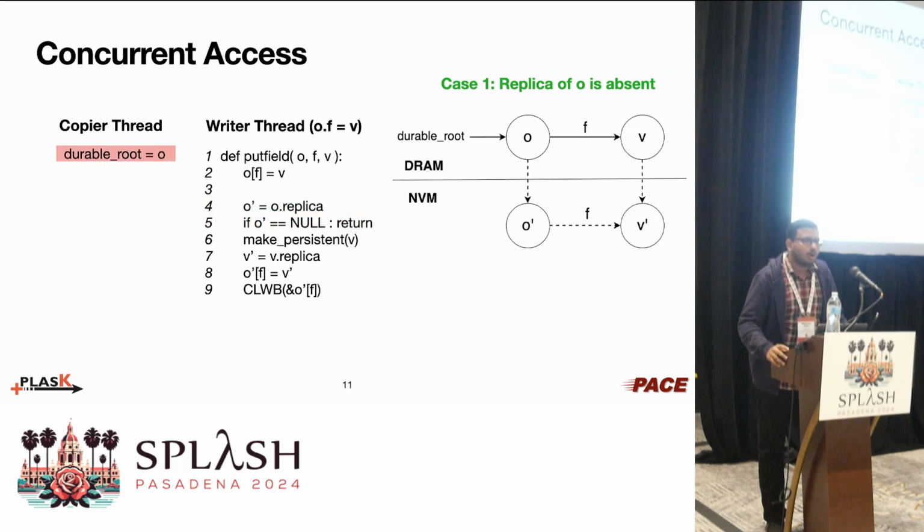Finally, we will go to the copier thread, which was executing concurrently. And the copier thread will automatically copy everything which is reachable from O. In this case, O and V both are reachable, and hence we have made the copy on the NVM side as well. Now, there is nothing wrong here, right?